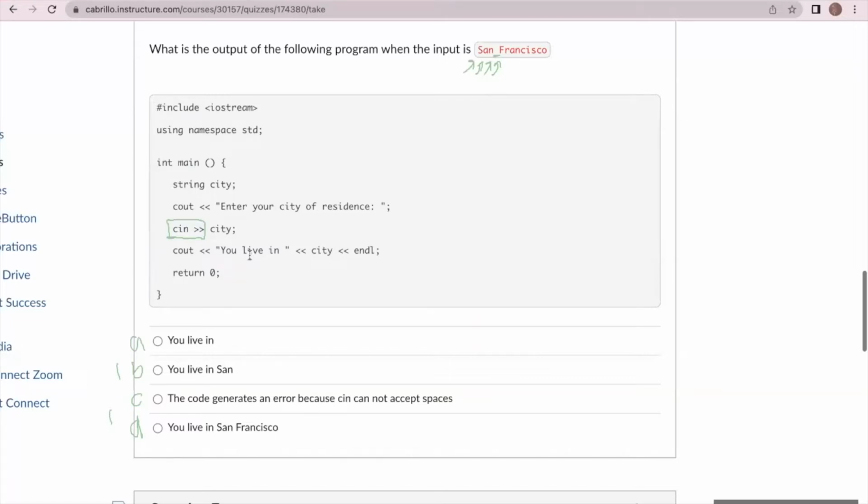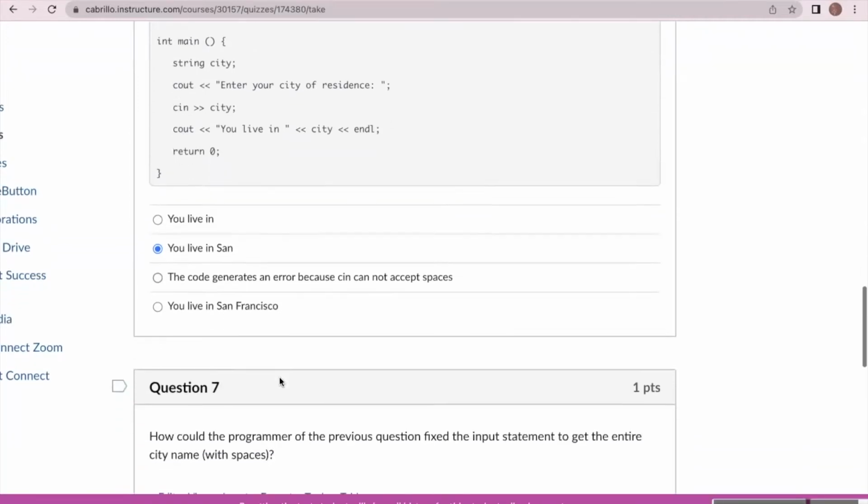So what's going to happen is it's going to take this word San. When it sees the white space, it stops, takes San, it inserts it into the variable city, and then this Francisco part kind of just gets left there. You'll learn exactly what happens to it later, but for now, just assume it gets just left there. So San is getting stored in city, and then you live in San is going to be the result of this. All right, so very nice catch.